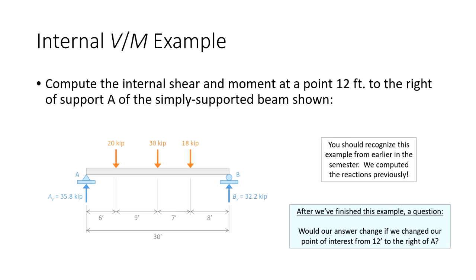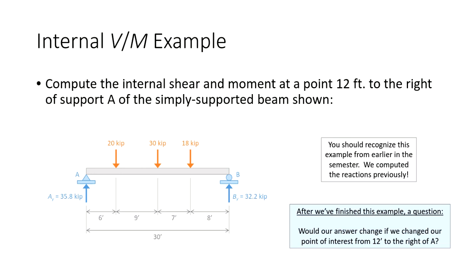Now what I want to do is look at this from a shear and moment perspective. What I did is, it's almost like flipping a coin, I just picked a random point on the structure. I said, let's just pick a point, I don't know, 12 feet from A, and let's determine the internal shear and moment at that particular point.